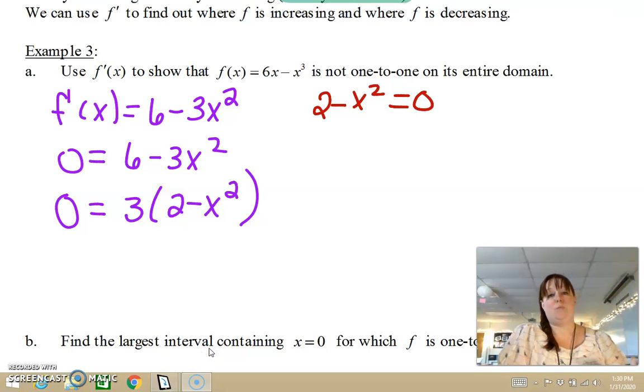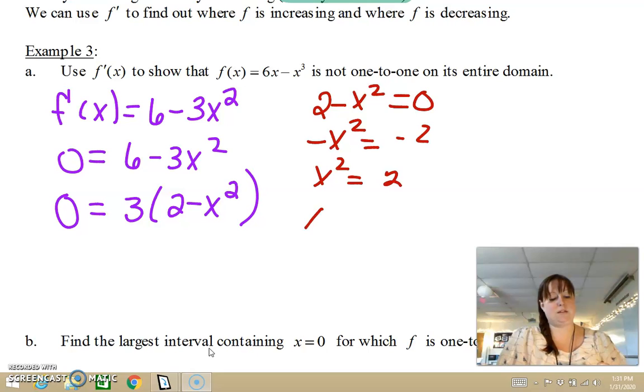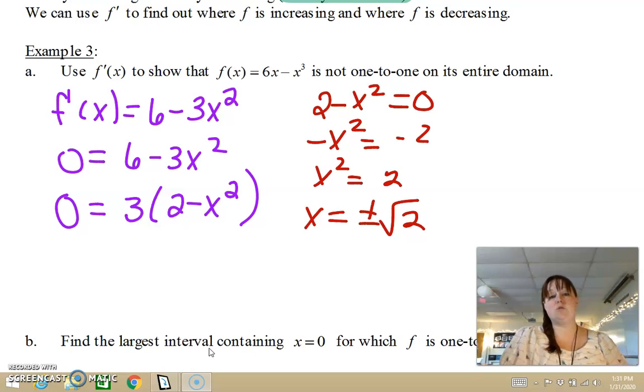So then we solve for x, and so we subtract 2 from both sides. We have negative x squared equals negative 2, which means x squared equals 2, and then we get x equals plus or minus the square root of 2. Okay, so these are our two possible critical numbers.